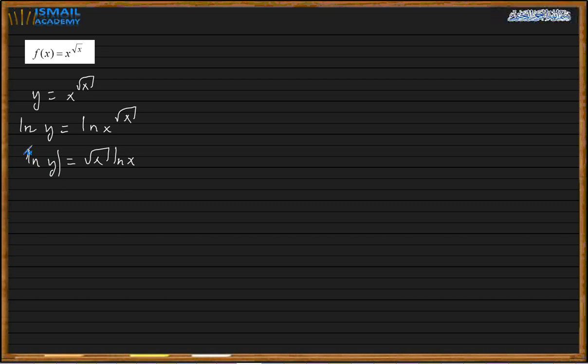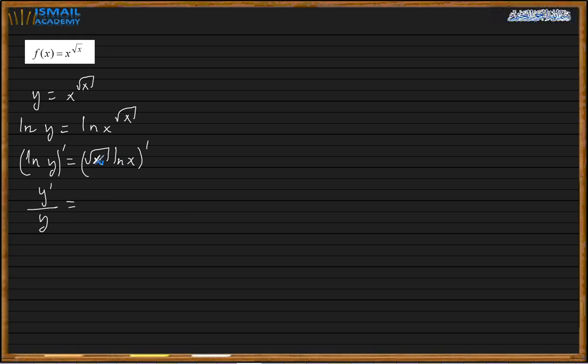So I take the derivative of both sides. Here it's going to be y prime over y. It's not 1 over y because y is a function. That means we don't do the derivative with respect to y, we do the derivative with respect to x. That means the y prime will stay. Here we do the derivative with respect to x, so x prime will be equal to 1.